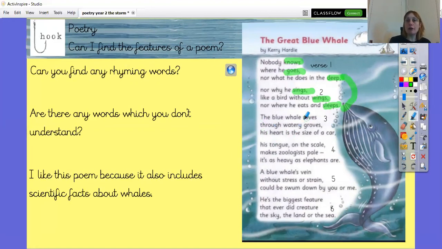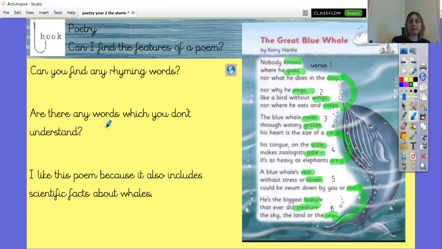The blue whale roves through watery groves. And then I'm wondering, we've got car, so I'm hoping that the rhyme for that will be down in the next verse. And it is car and are. His tongue on the scale makes zoologists pale. It's as heavy as elephants are. Scale and pale also rhyme. A blue whale's vein, without stress or strain, could be swum down by you or me. Me, we're going to try and find that rhyme in the next verse. There it is, see, feature and creature rhyme there.